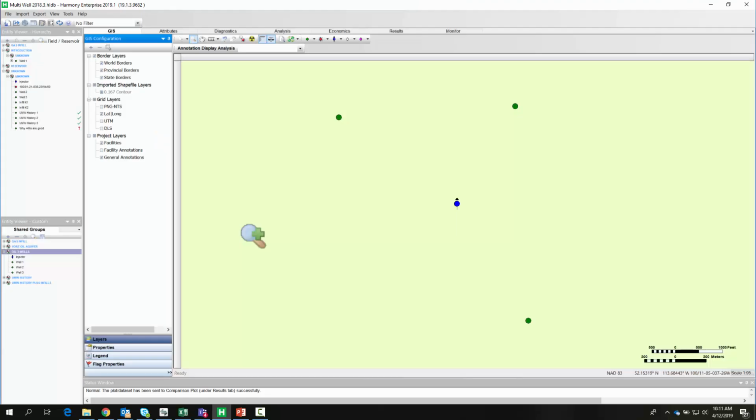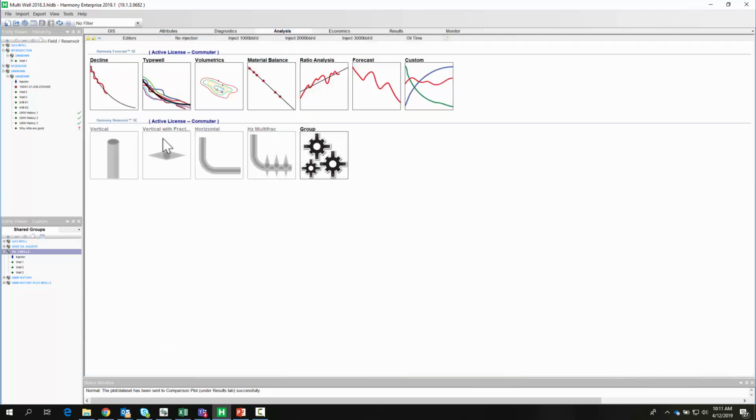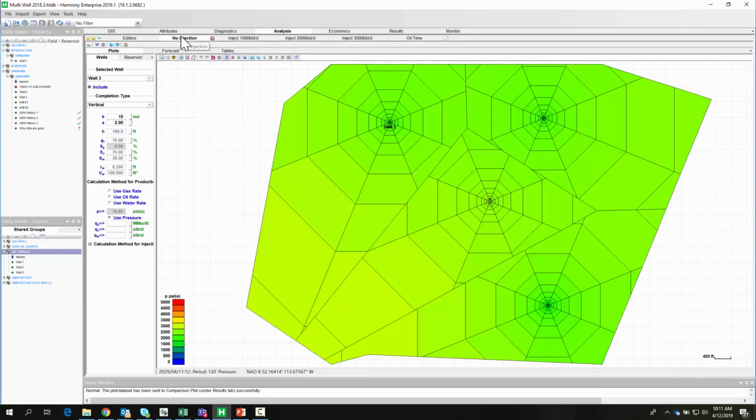Let's check it out. So here in Harmony Enterprise, I've got three oil well locations and I've got a potential injector location. In the reservoir module, we can very easily launch this numerical multi-well model either for conventional wells or unconventional. I'm going to use conventional. So I've kind of just drawn my boundaries. You can modify them on the screen.